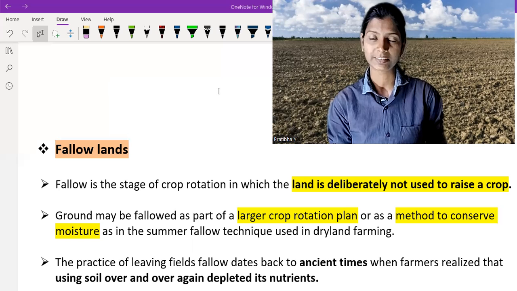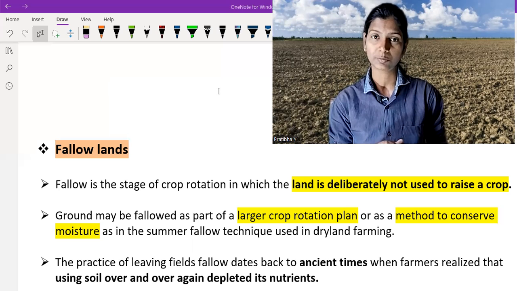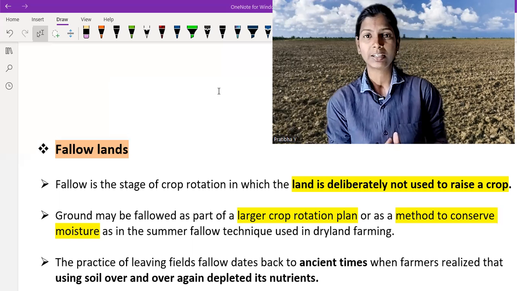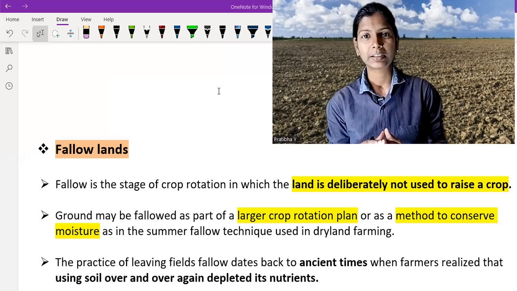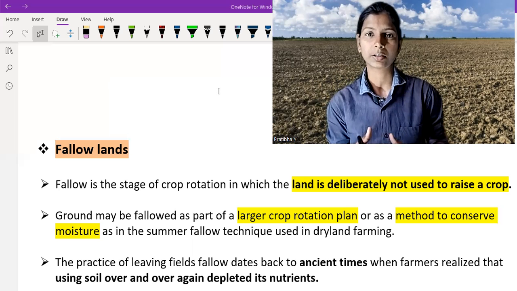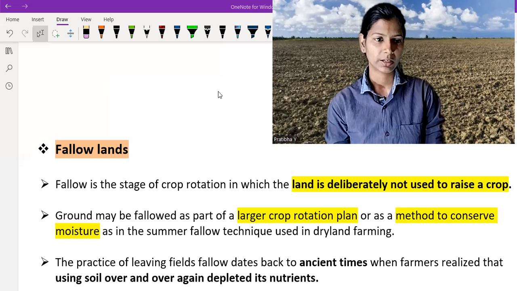And why is this in the news? Because nowadays there are problems like the water table going down, acidification of the soil, nutrients in the soil going down, and crop yield reducing. That's why the fallow land concept has emerged again, and it is a very easy way to replenish the nutrients of soil and increase the yield of any crop. So now we are going to talk briefly about fallow lands.